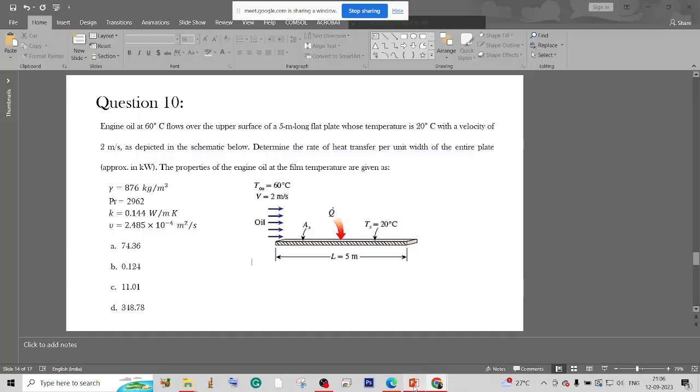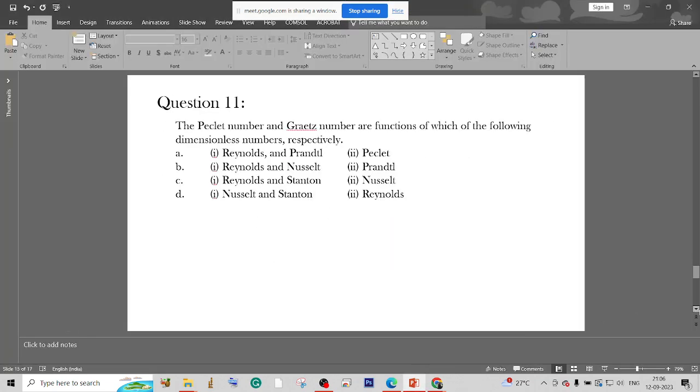Okay, we will proceed with one more question and do the rest of the questions next week. The Peclet number and the Graetz number are functions of which of the following dimensionless numbers?